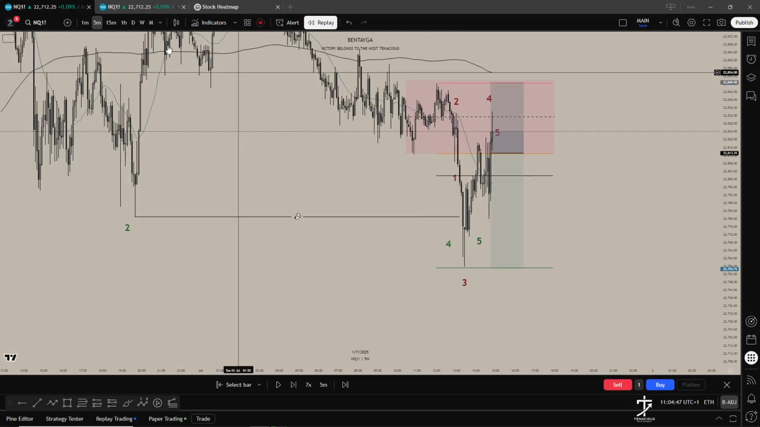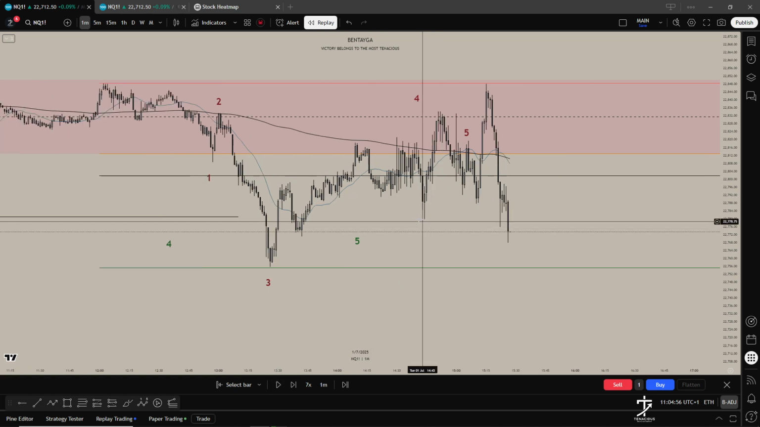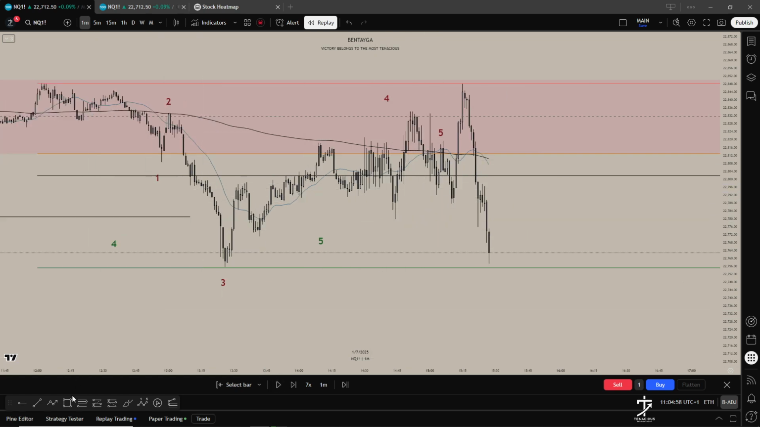So actually let's stay in the 1 minute and let price play out. So technically now, based off the SMA on our 1 minute chart, this is now where we've had an internal flip.